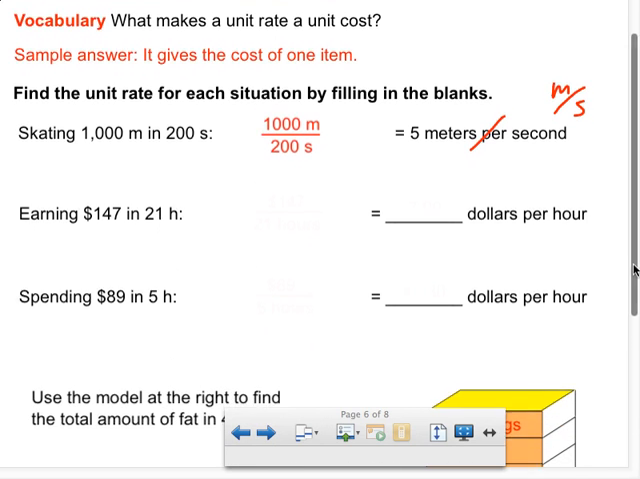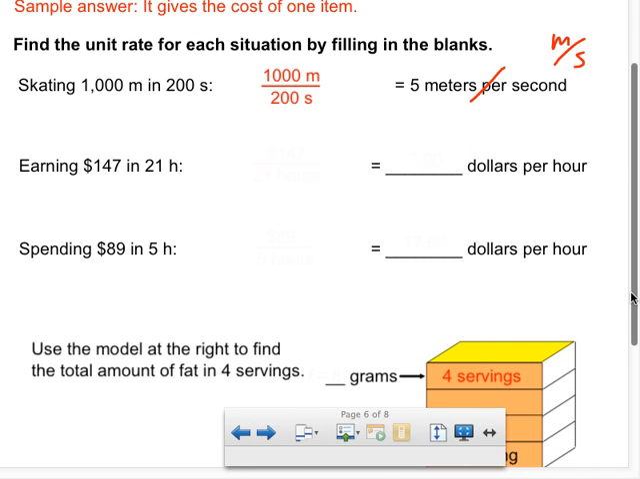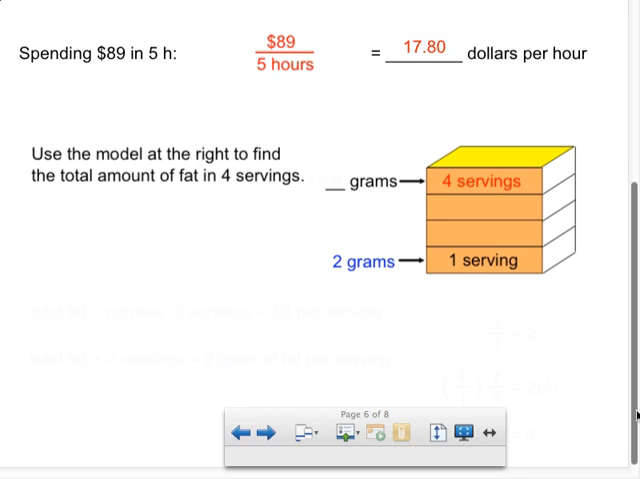Okay, so over here we see dollars per hour. So what is my ratio in fraction form going to be for this? Leah? 21 over 147. Nope. It's saying dollars per hour. So dollars over hours. Okay. And then I'm just going to tell you what that is when you divide it. It's going to be $7. Okay, and who's got this one? Dominic? $89 over 5 hours. If you divide that out, it's $17.80 per hour.